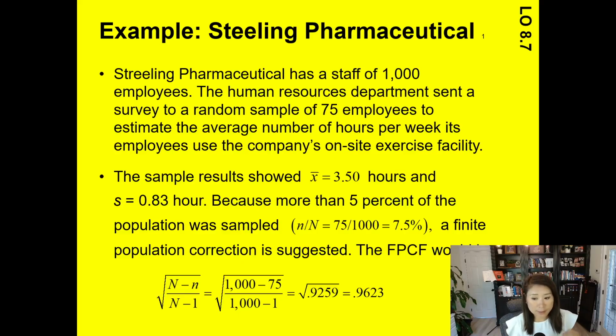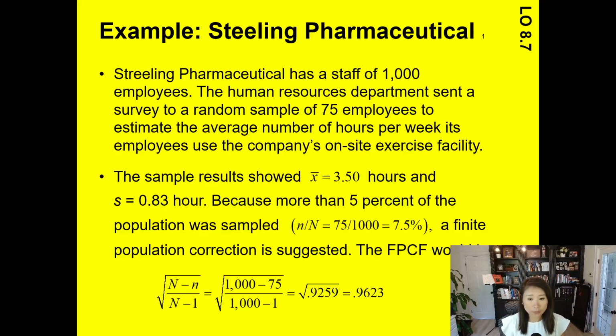In order to decide if we need that correction factor, we need to determine if these 75 employees make up more than 5% or less than 5% of our population. So that is one question. We'll keep going. The sample results show the sample mean use of the on-site exercise facility, on average, is equal to 3.5 hours. So based on that 75 employees' data, we find X bar equal to 3.5 hours, and the sample standard deviation equal to 0.83 hours.